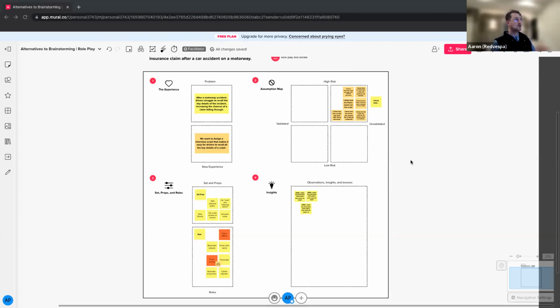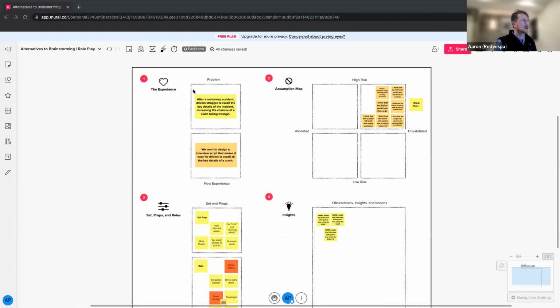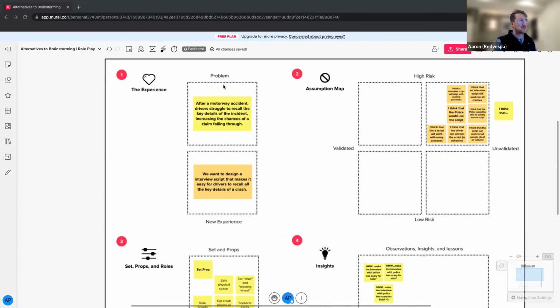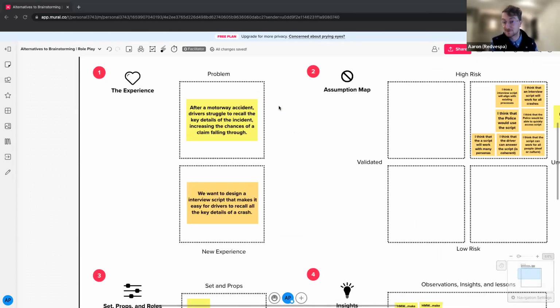Thank you. So the way that we tackled the role play was that we spent a lot of the time thinking about how we prepare for one if we were to run a role play. The problem that we're trying to solve is that when people have a crash on the motorway, they struggle to recall all the key details of the crash. One of the things that we want to play with, experiment and ideate on is, would an interview script make life a little bit easier? Would that make it easier for people to not just recall details, but also to take a breath, especially after something that could be quite nasty that's just happened? And so we've got that framing in mind.